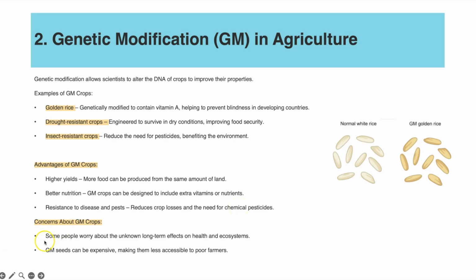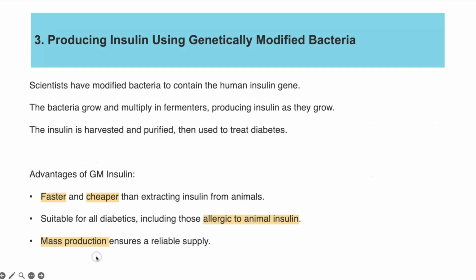The concerns, though, are some people worry that because this is still a relatively new technology, we don't know what the long-term effects might be on human health, but also whether it's going to impact ecosystems in the long run. And also, the seeds are very expensive, so poorer farmers aren't able to afford it. The last option is in medicine, and you can use genetically modified bacteria to produce medicines, for example, insulin.